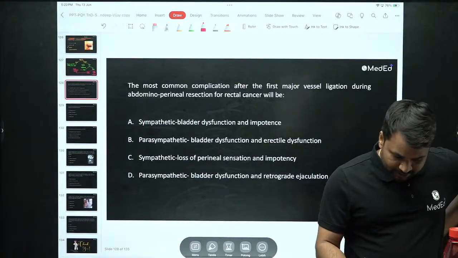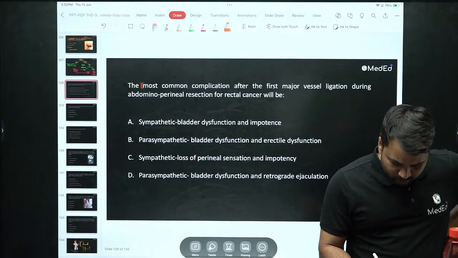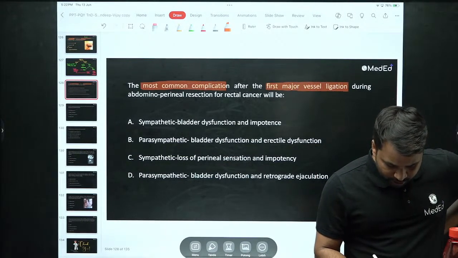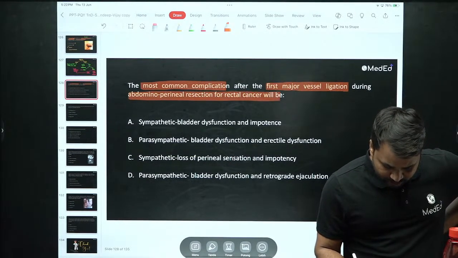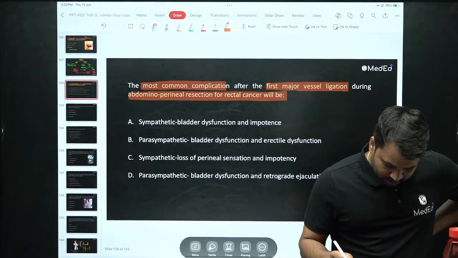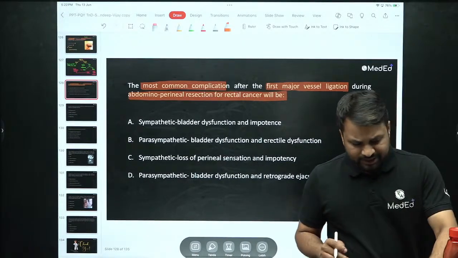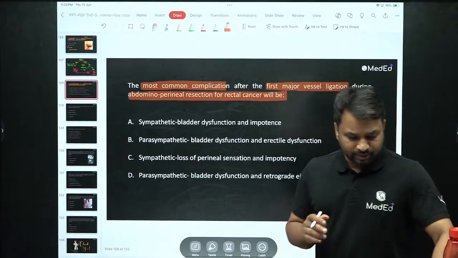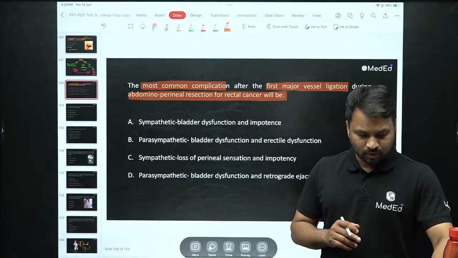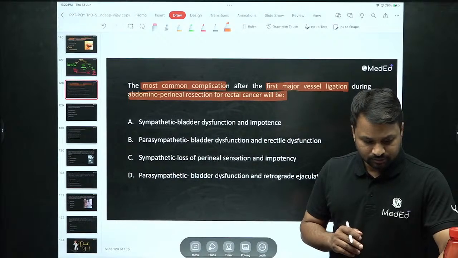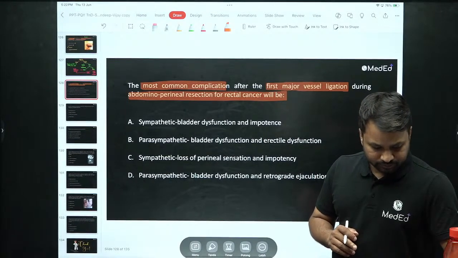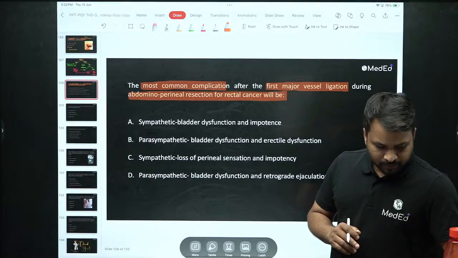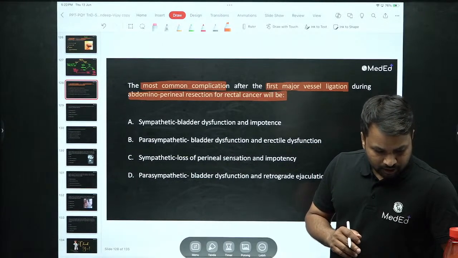Chalo. What is the next question that you have? What is the most common complication after the first major vessel ligation during an abdominoperineal resection for a rectal cancer? Now, we have been asking this many times, right? This is a repeat exam question. Can anybody give me a quick feedback? What is the likely answer? Waiting for the feedback.